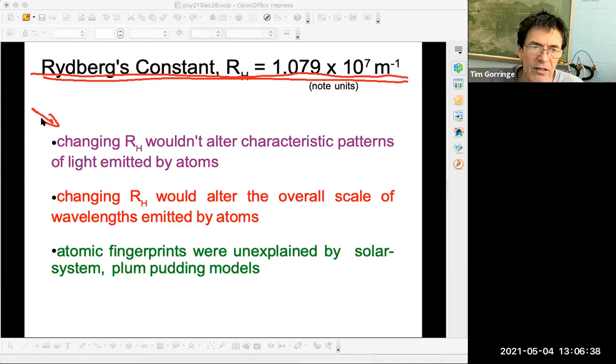The key thing is these equations were discovered empirically. They just were found to match the line spectra of hydrogen. The key thing is they were a massive, massive clue to the true nature of atoms. And they were also completely unexplainable with a solar system or a plum pudding model of an atom. And so those are important points.